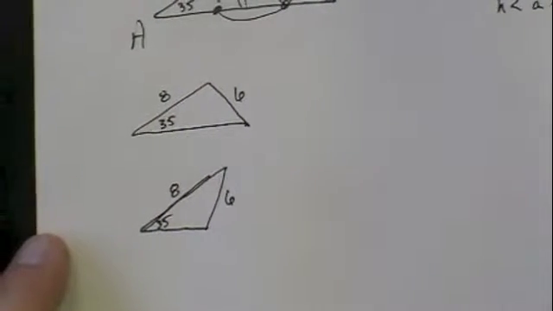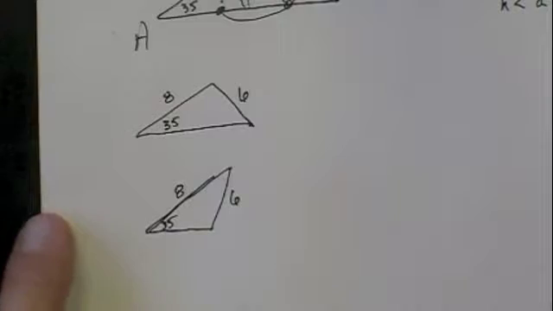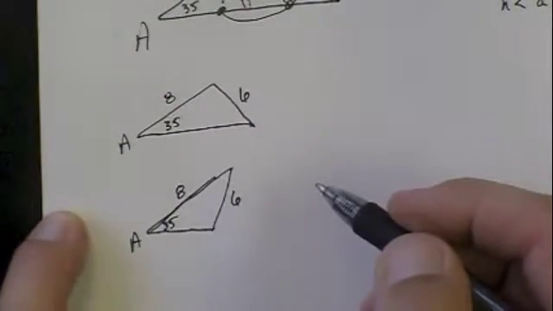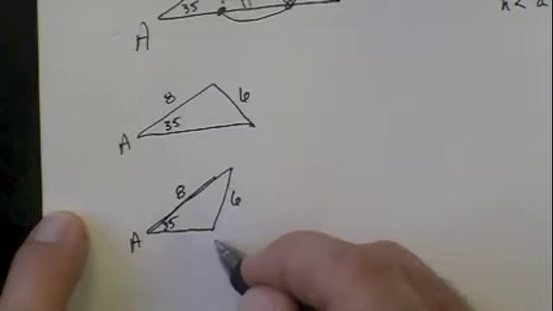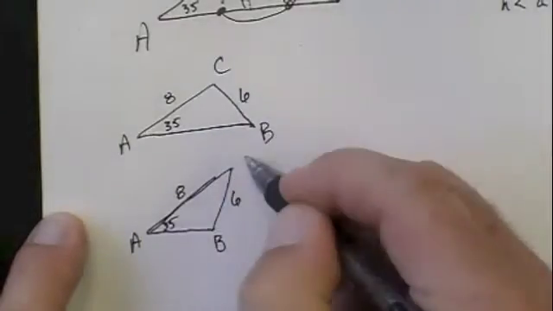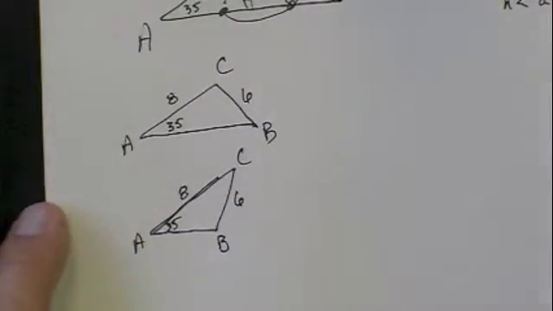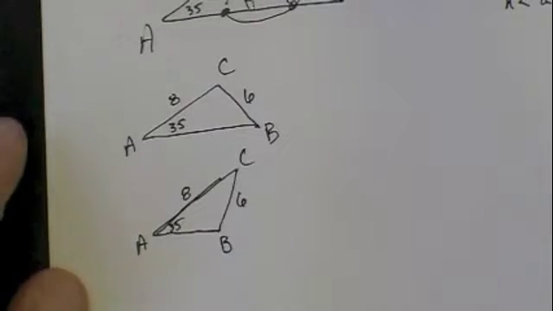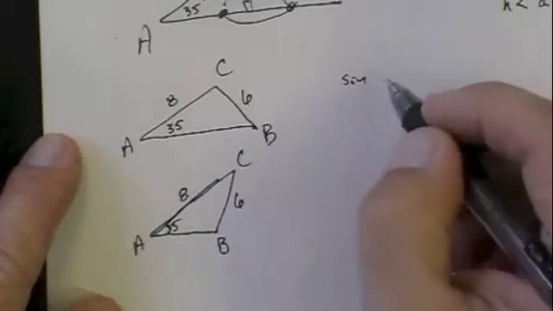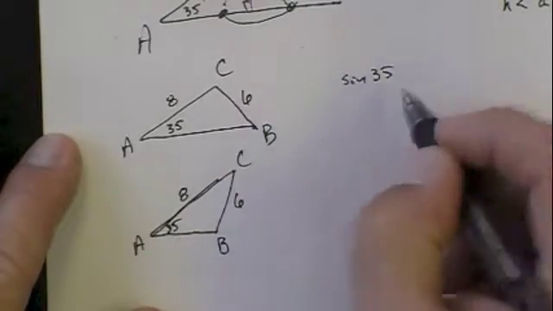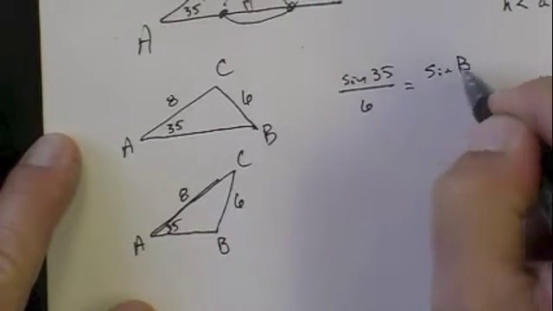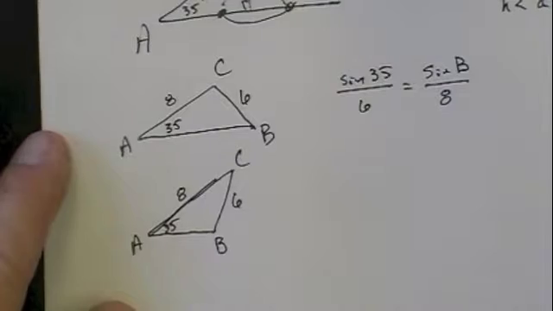So now from this point, we're just going to solve for each of these to figure out the other parts. So let's see, we had angle A here, and then this is going to be angle B because this was side B, and then angle C up here at the top. So the first thing we would do is solve for angle B. If we take sine of 35 over 6 equals sine of angle B over 8, we'll solve for B.